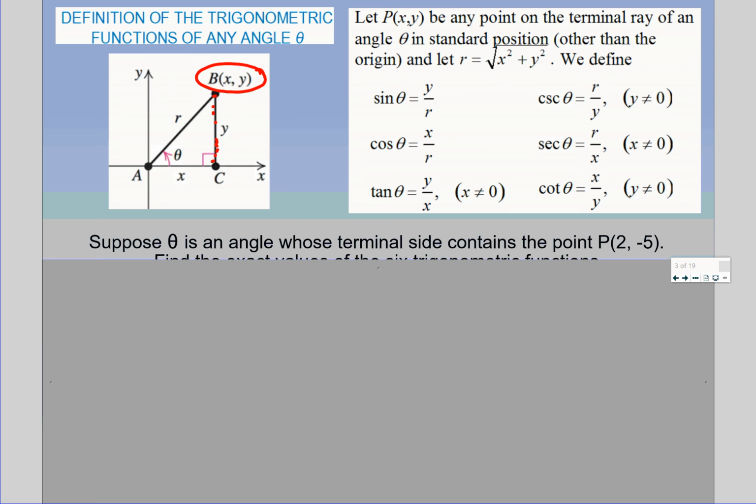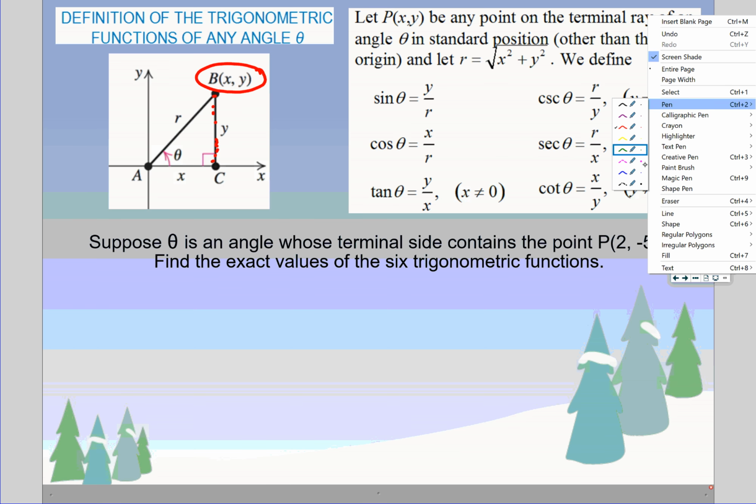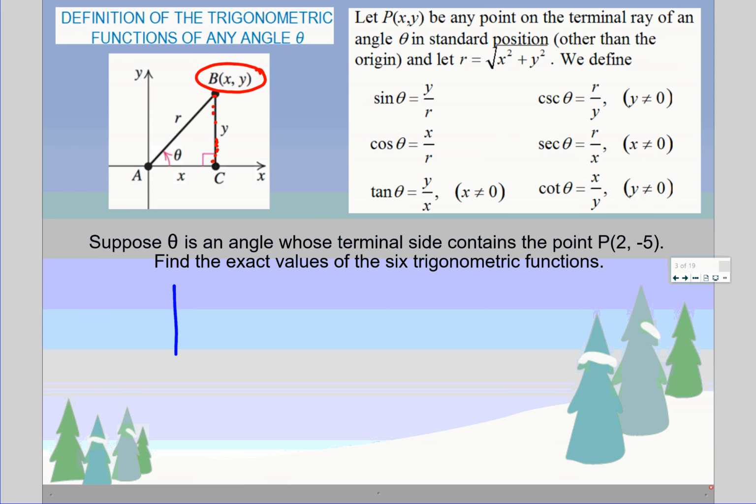Okay, so you're going to see problems like this in your homework. It says, suppose theta is an angle whose terminal side contains the point (2, -5). Find the exact values of the 6 trigonometric functions. All right, so we're going to draw a picture to help us with this. I'm just going to draw an axis, and I'm going to sketch that point. That's the point (2, -5), so I'd have to go right 2, down 5. Not necessarily drawn to scale, but it's going to be somewhere in quadrant 4.